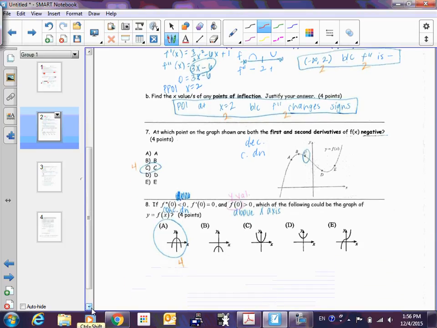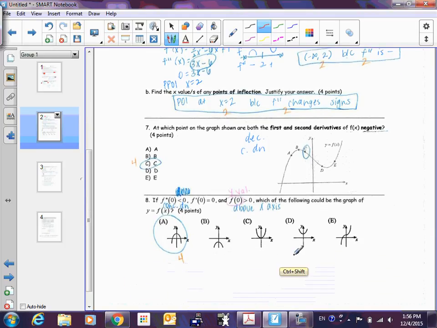Okay, number 7 and 8 were both kind of similar. They both had to do with can you really think about first and second derivatives? Them being positive or negative, what does that matter? So if the first derivative is negative, that means decreasing for the graph of f, and this is the graph of f. All right, if the second derivative is also negative, that means concave down.